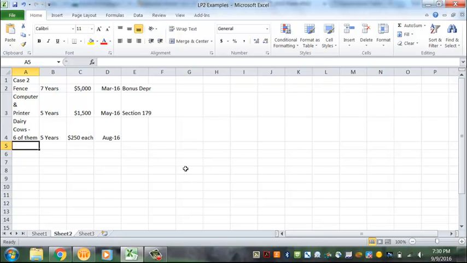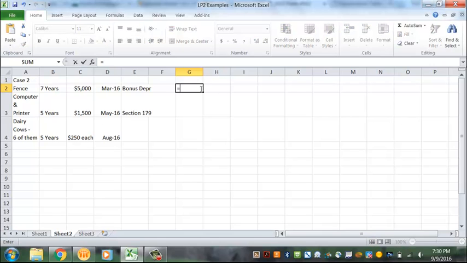There was a computer and a printer purchased in May 2016. That is a 5-year asset for $1,500. We're going to take Section 179 on that. And then we have dairy cows that were purchased in August of 2016, 6 of them at $250 each for 5-year assets. So if we start, we want to calculate the depreciation on each of these before we fill out our Form 4562. Our first one is going to be the fence.